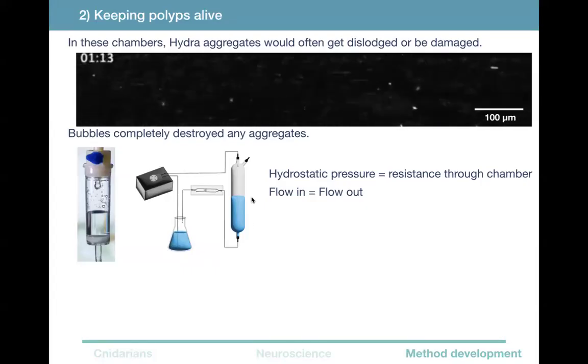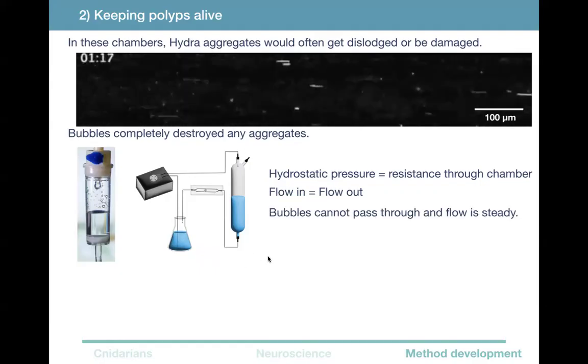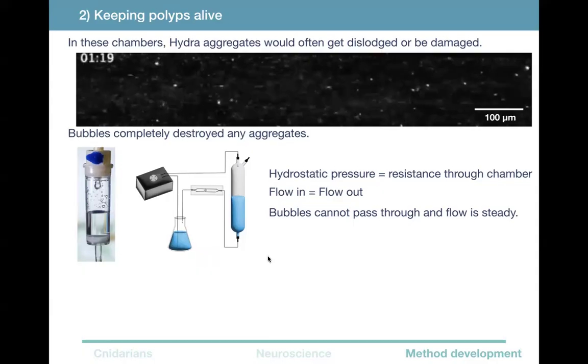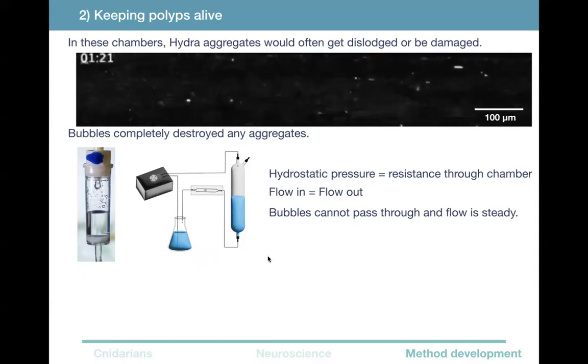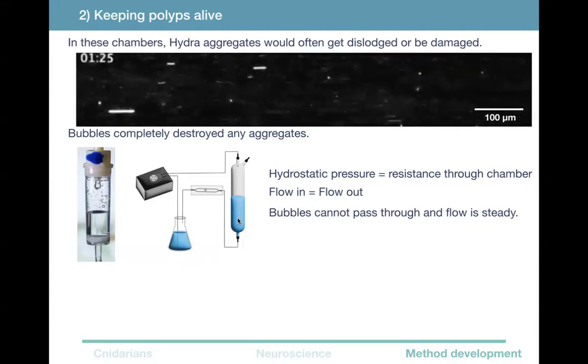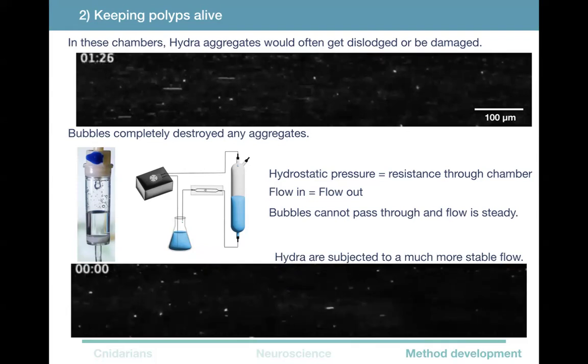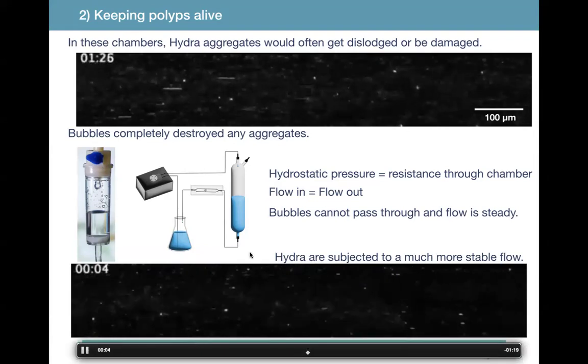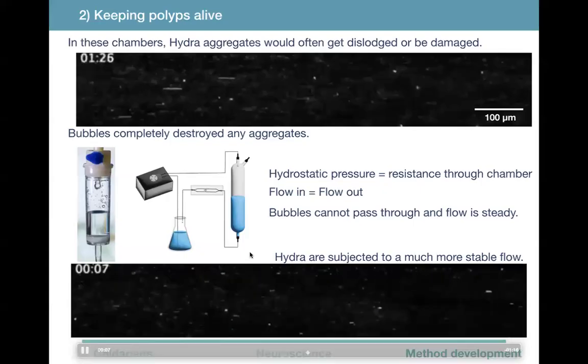We found it works quite well, and at some point the flow in from the perfusion pump equals the flow out, but we have the added benefit that bubbles don't go through, and that the flow through this system is really steady because you're averaging over all these little drops as they go into this chamber. And so this looks something like this afterwards, where we have this very nice, steady, even flow.